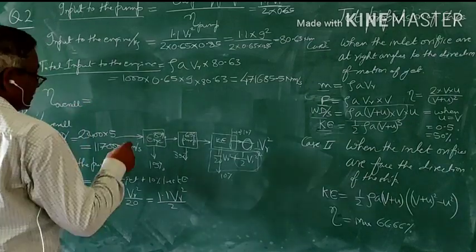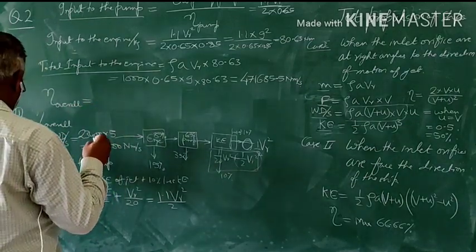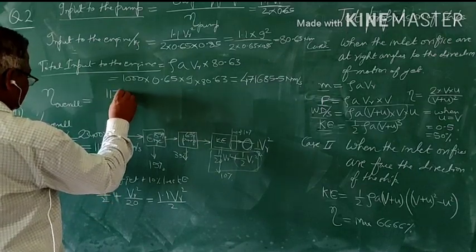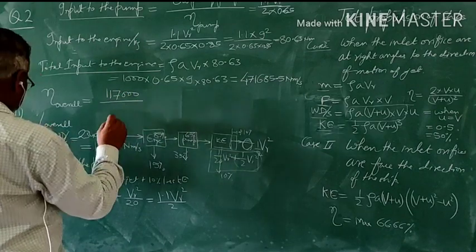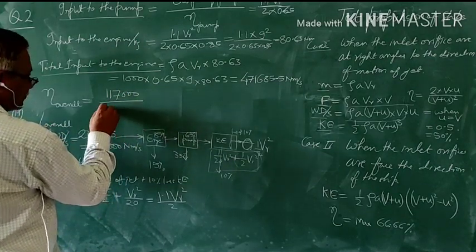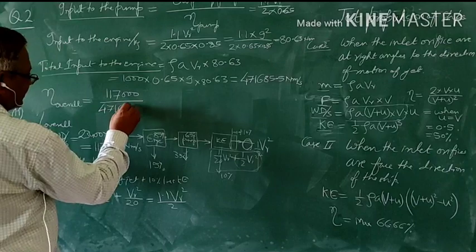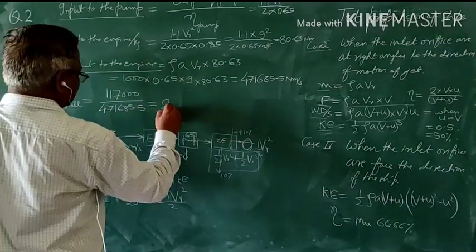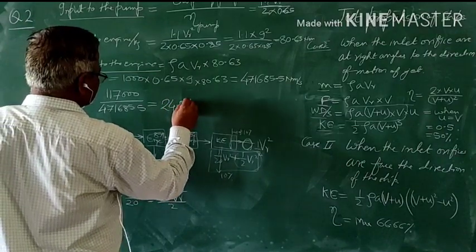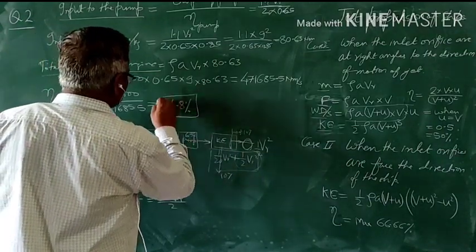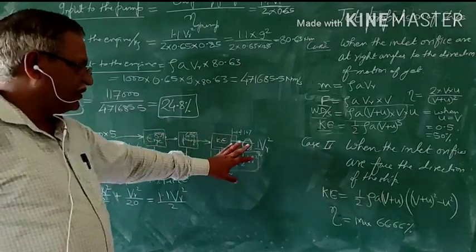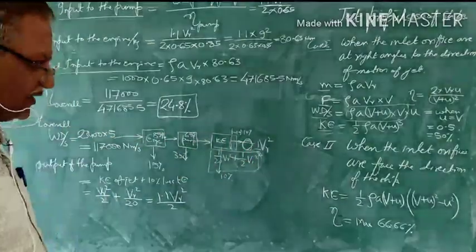of this combined jet propulsion system is work done. So work done we had calculated 117 kilojoules divided by 471,685.5. So it comes out to be 24.8%. So this is the overall efficiency. So in this case, the only important thing is that you should be able to calculate this one in the reverse way.